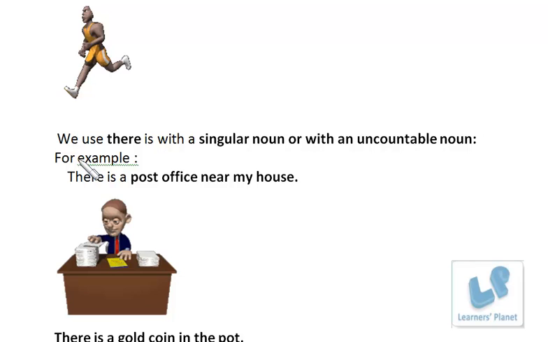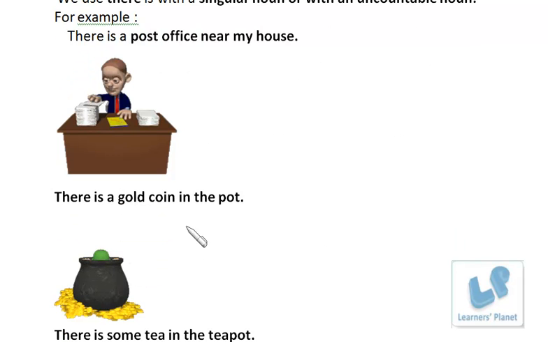Okay, let's take some examples. There is a post office near my house. Okay, a post office. There is a gold coin in the pot. इस pot में एक gold coin है.